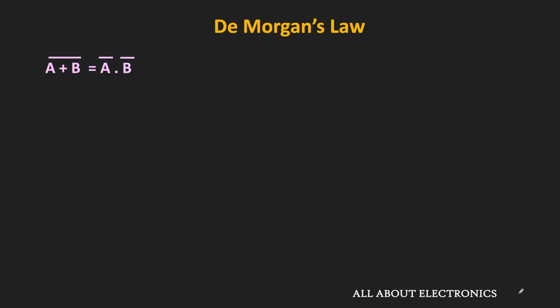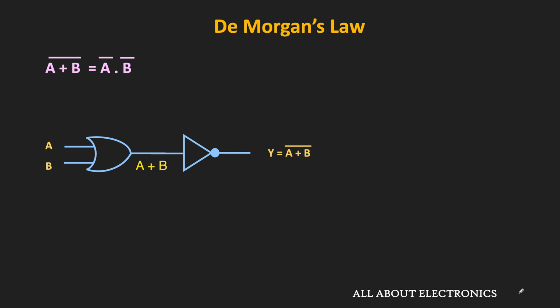So as per this law, the complement of the A plus B is equivalent to A bar dot B bar. So if we see from the logic gate perspective, then this A plus B whole bar is equivalent to the two input OR gate followed by the NOT gate. So we know that if A and B are the input to this OR gate, then its output is equal to A plus B. And when it is passed through the NOT gate, then its output will be equal to A plus B whole bar.